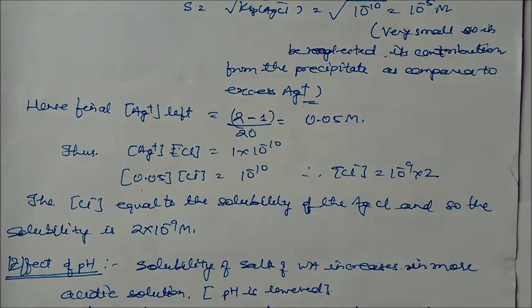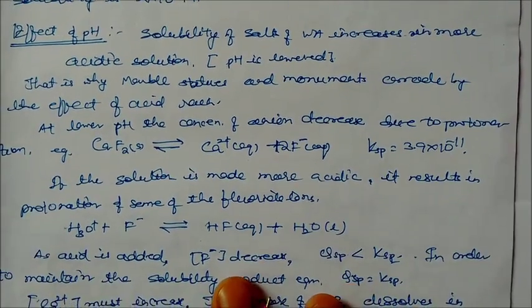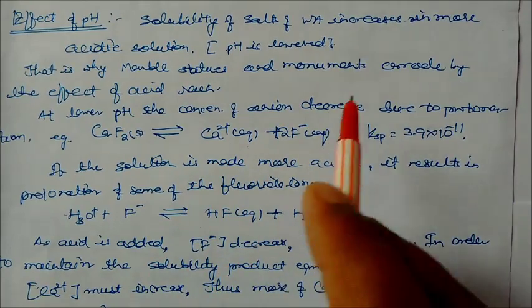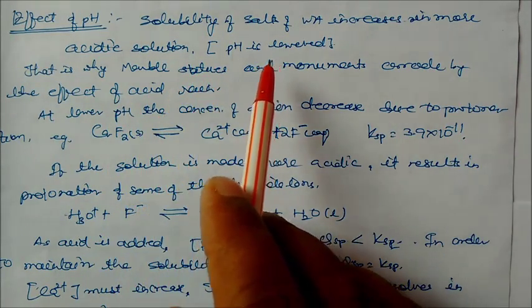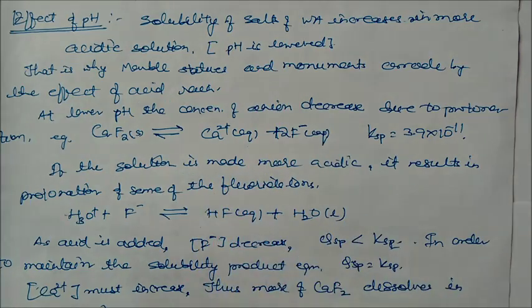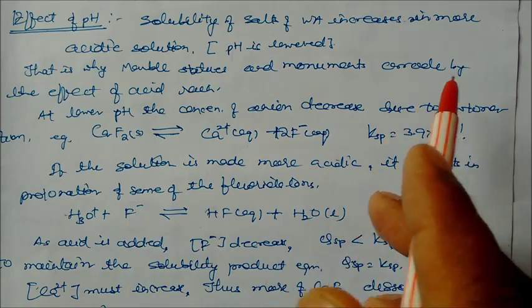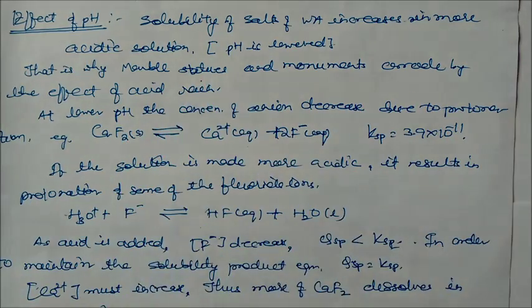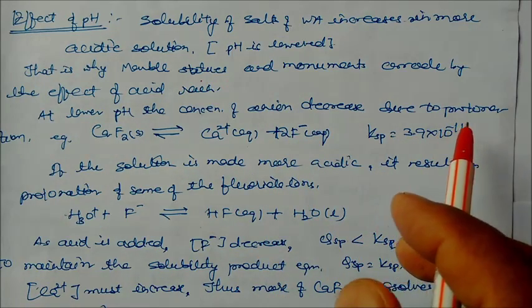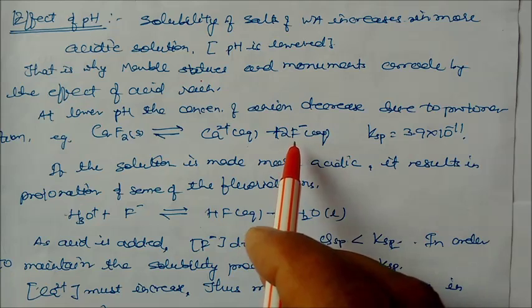Now second, how pH affects the solubility. The solubility of salts of a weak acid increases in more acidic solution, that is, when the value of pH is less. That is why marble statues and monuments corrode by the effect of acid rain. So at lower pH the concentration of the anion decreases due to protonation, like calcium fluoride, whose Ksp value is this much.